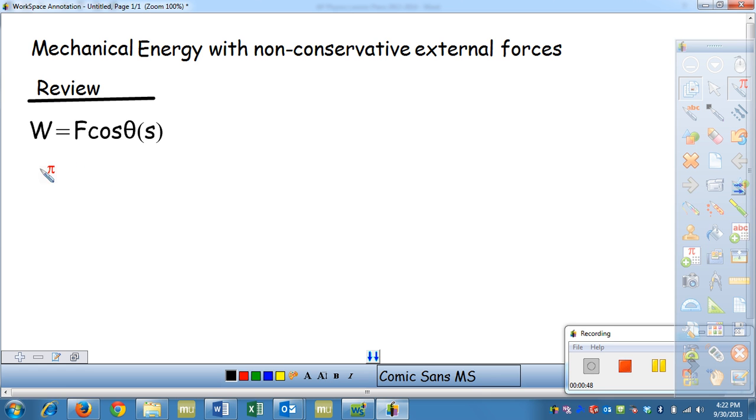Okay, then we've got our kinetic energy. Kinetic energy equals 1/2 mv squared. And then in addition, yesterday we did potential energy. Potential energy equals mgh.